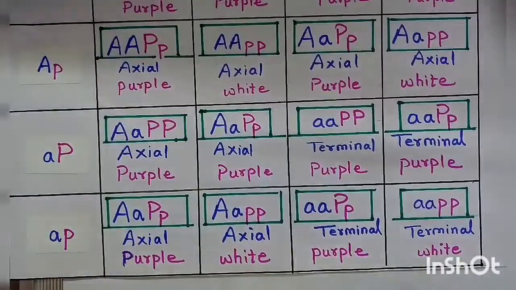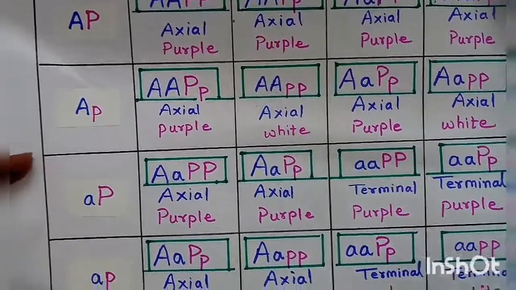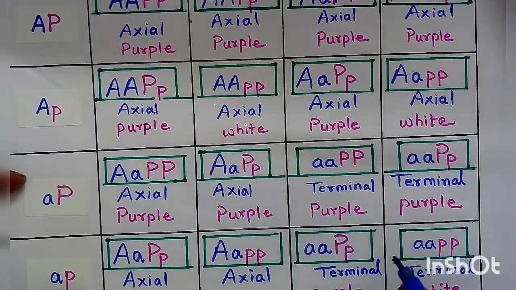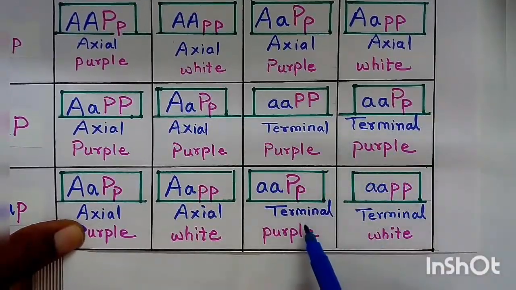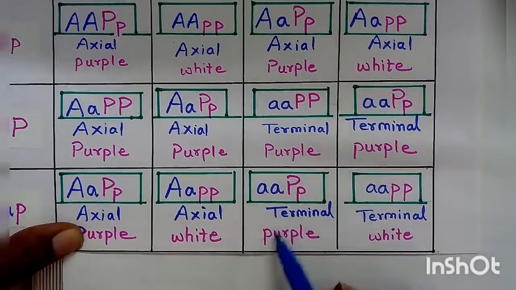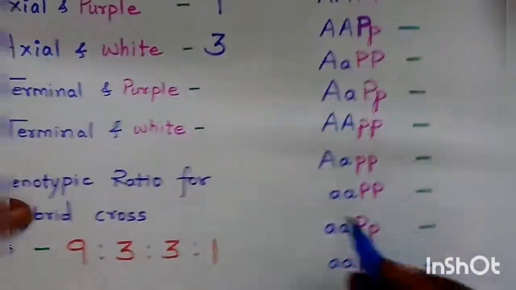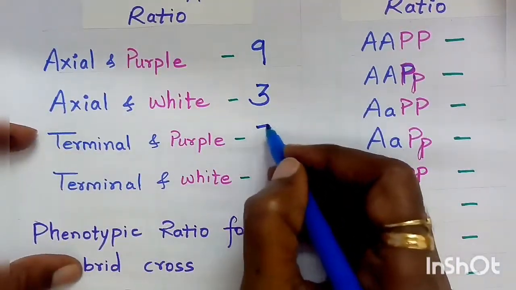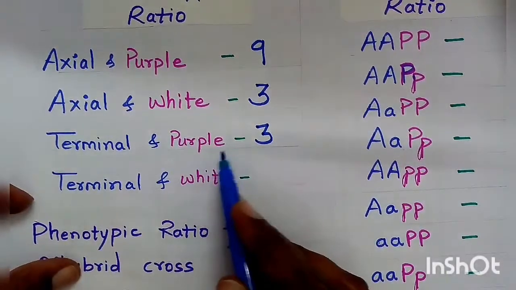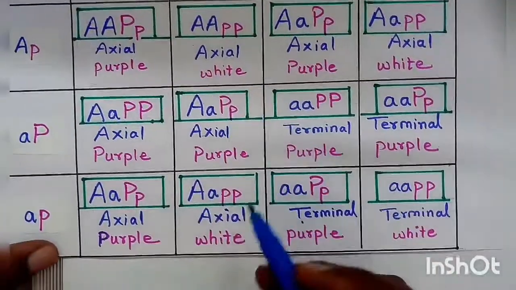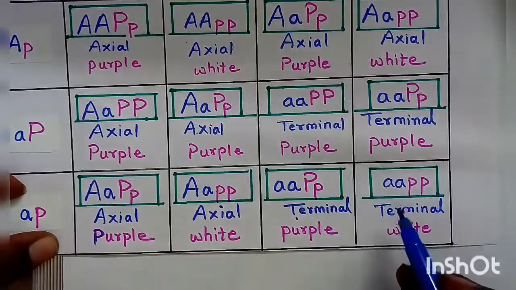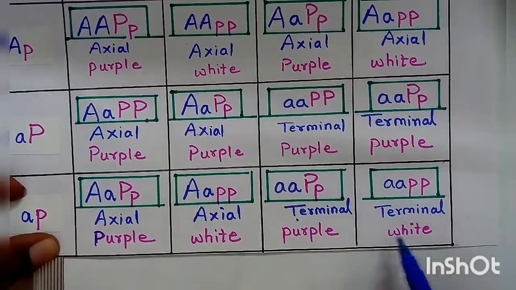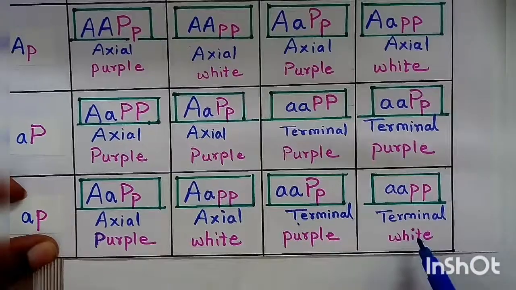It is 3. Then let's count the plants having terminal position and purple color flowers. 1, 2 and 3. There are 3 plants having terminal position of flower and color of flower purple. Now let's see how many plants are having terminal position of flower and white color of flower. In the entire table there is only 1 plant which is having terminal and white.